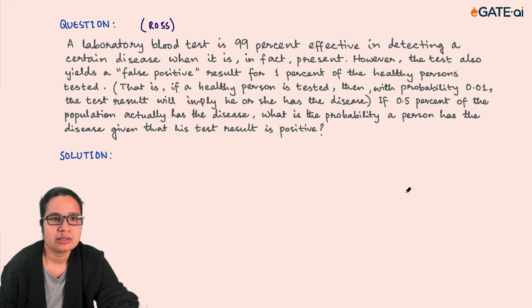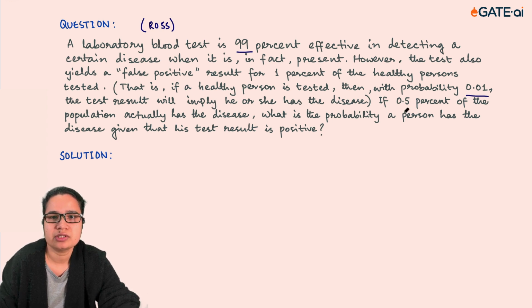It says that a laboratory blood test is 99% effective in detecting a certain disease when it is in fact present. So the test is 99% effective when the person has the disease and you do the test on them. So the test will 99% accurately say that this person has the disease. However, the test also yields a false positive result for 1% of the healthy persons tested. So if a healthy person gets the test done, then with a probability of 0.01, the test will imply that he or she has the disease.